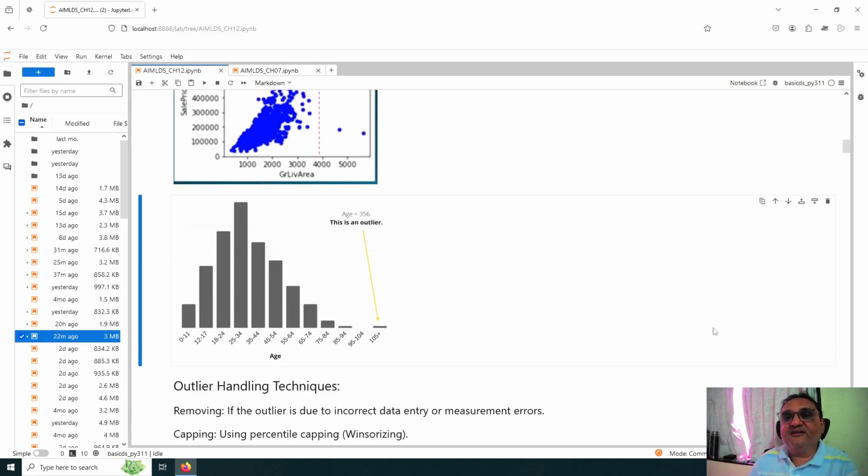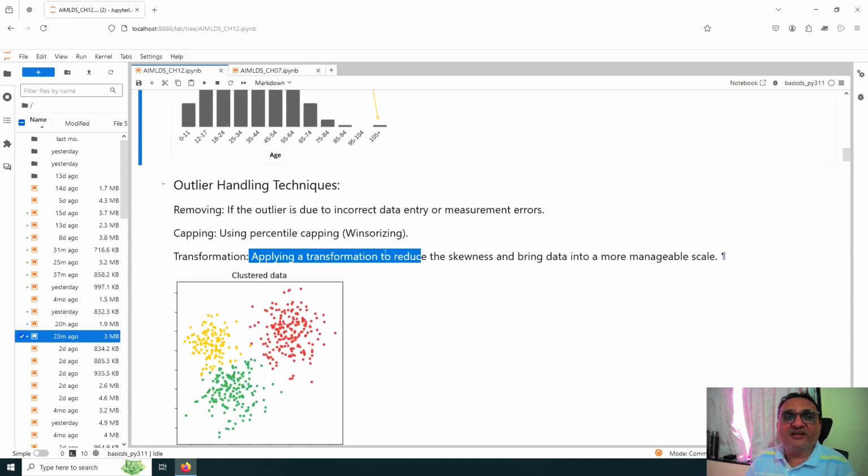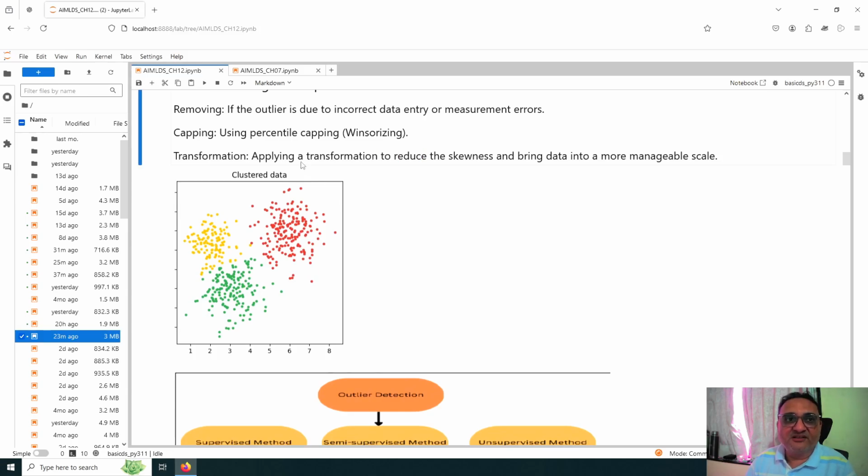Now simply dropping them may not be advisable in all cases, because suppose income is itself your important parameter, and suppose you want to study income inequality all over the world before and after the advent of capitalism. At that time you need those data. Then you can do one thing: for this highly skewed data set, you can apply a logarithmic transformation. Some kind of transformation is required to reduce the skew and to bring the data to a more manageable scale.